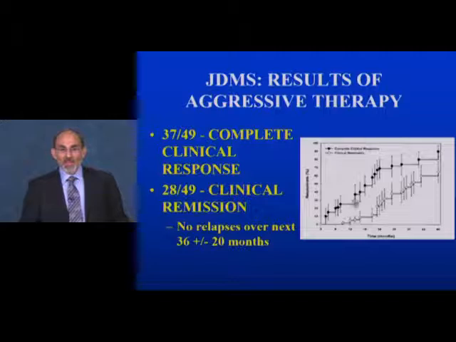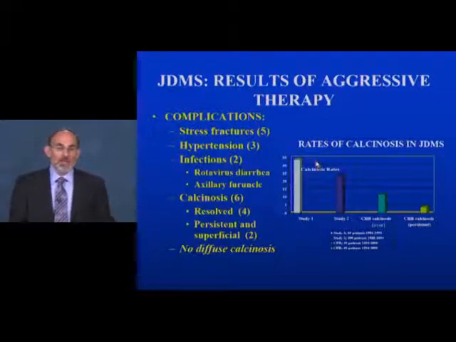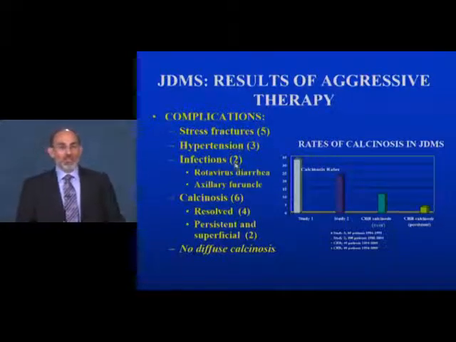And this is the survival curve showing the percentage of responders with a complete clinical remission on the top or a clinical remission on the bottom. Here you see the side effects of this aggressive therapy. We used a lot of steroids initially, so there were stress fractures, hypertension, and some infections, but nothing life-threatening, no opportunistic infections because we're not using potent immunosuppressive agents. And we only had 6 patients out of those 43 with calcinosis. 4 of them resolved, and 2 of them were superficial and persistent.